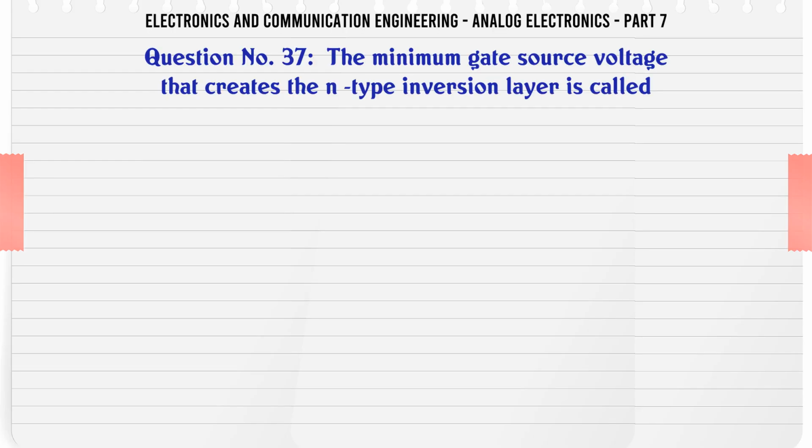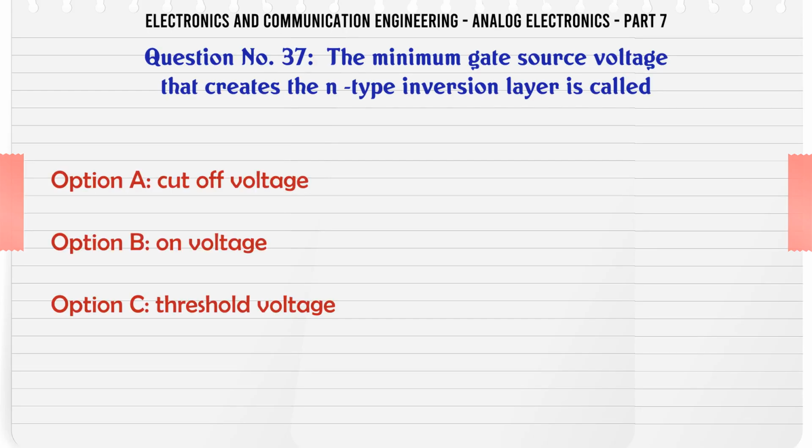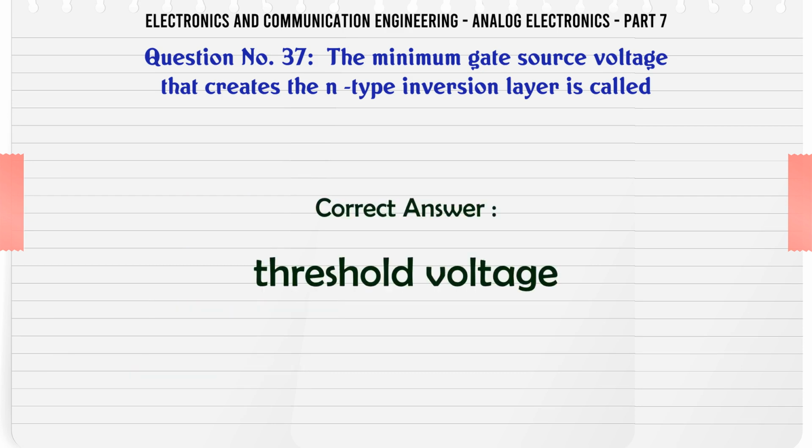The minimum gate source voltage that creates the N-type inversion layer is called: A. cutoff voltage, B. on voltage, C. threshold voltage, D. Zener voltage. The correct answer is threshold voltage.